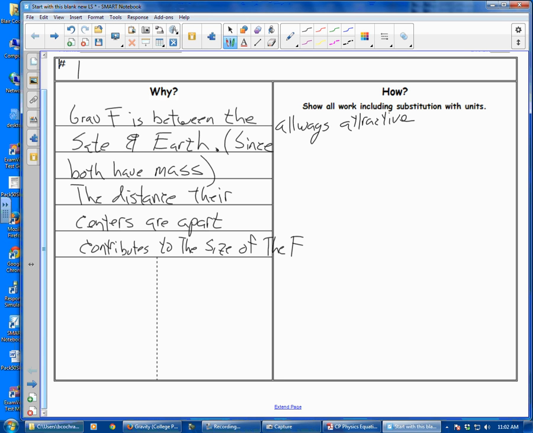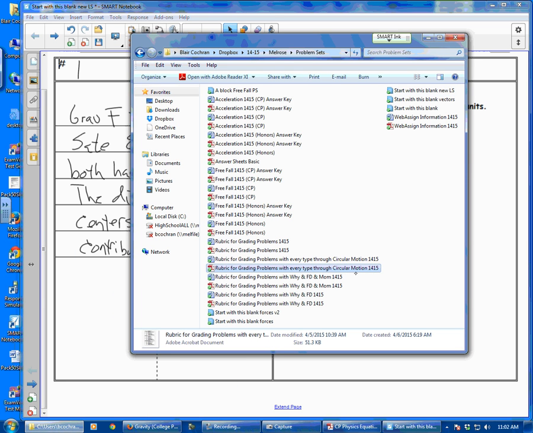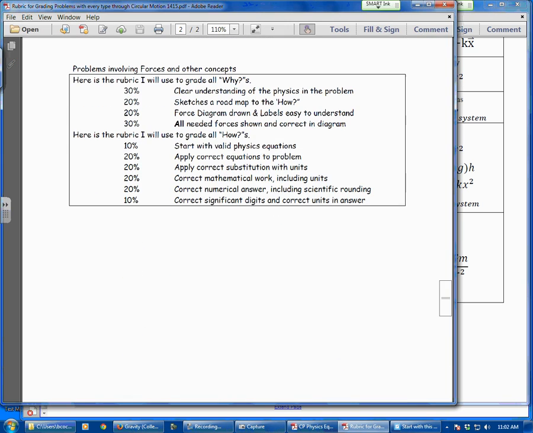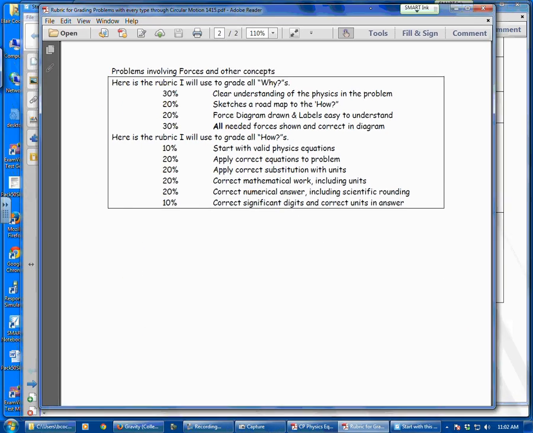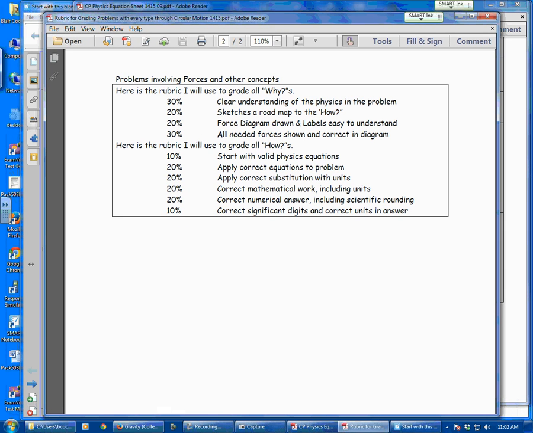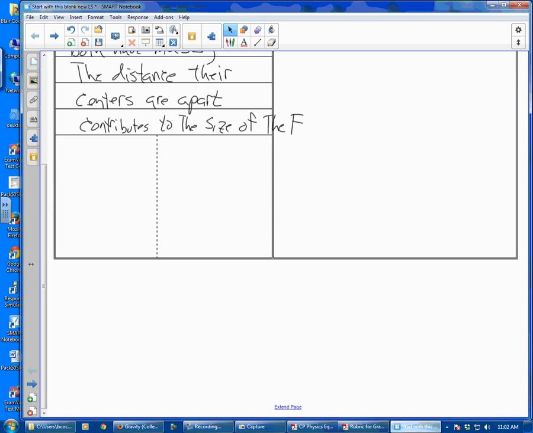Anything else we need in the why? A force diagram, because it mentions forces. So remember, we've got to use the rubric that includes, let's see, here it is. It's nice to have that. We have to refer to this rubric here because there are forces involved with this problem. So we want to make sure we show our understanding not only in words but also through that force diagram. So let's do it right down here.